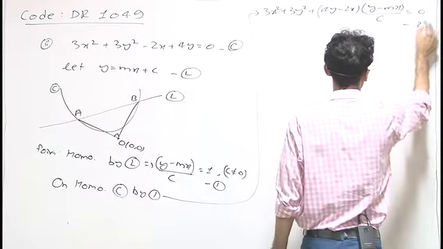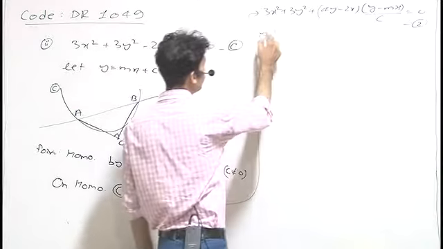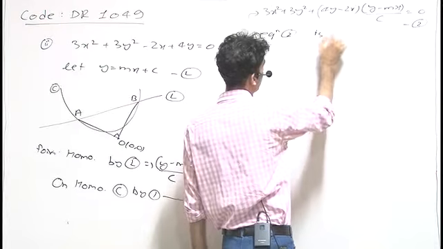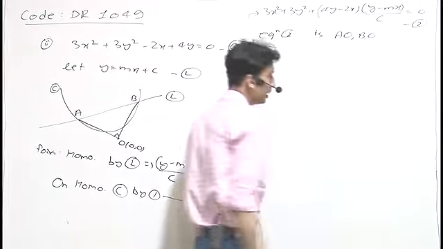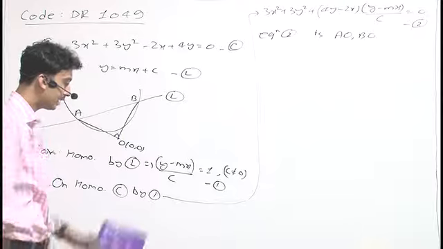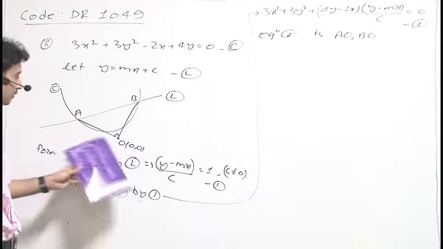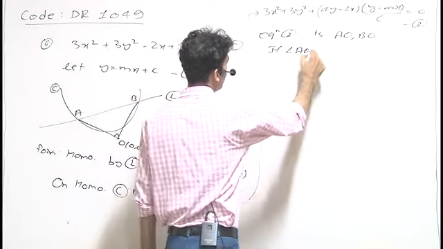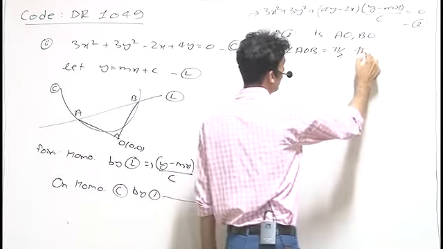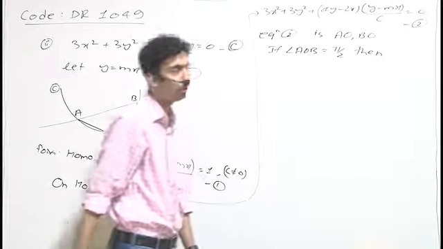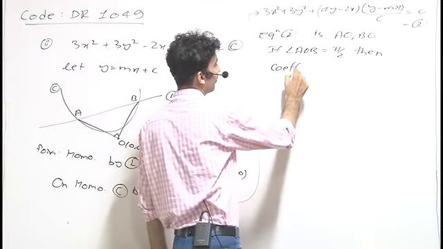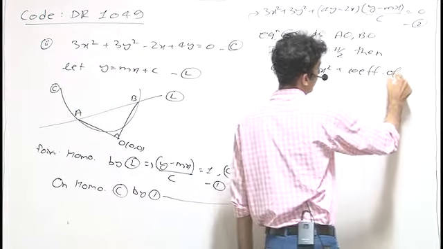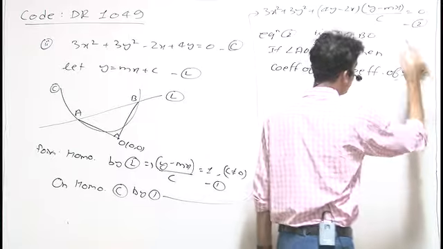Now equation number 2, which we are getting after homogenization, represents the combined equation of AO and BO. If angle AOB is equal to pi by 2, then again, as we have done before, the coefficient of x squared plus the coefficient of y squared must be equal to 0.